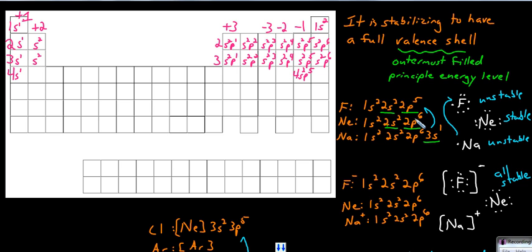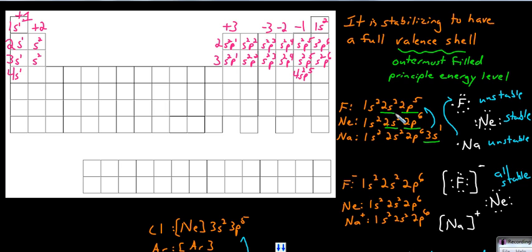It has 8 valence electrons, electrons in the outermost sublevels in the outermost principal energy level that is filled at all. Now, neon is very stable. It has a filled valence shell. Fluorine, though, right next to it here, it is not as stable.